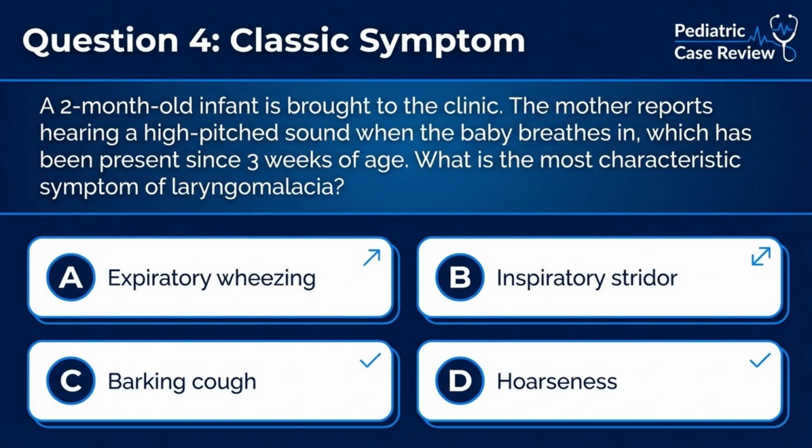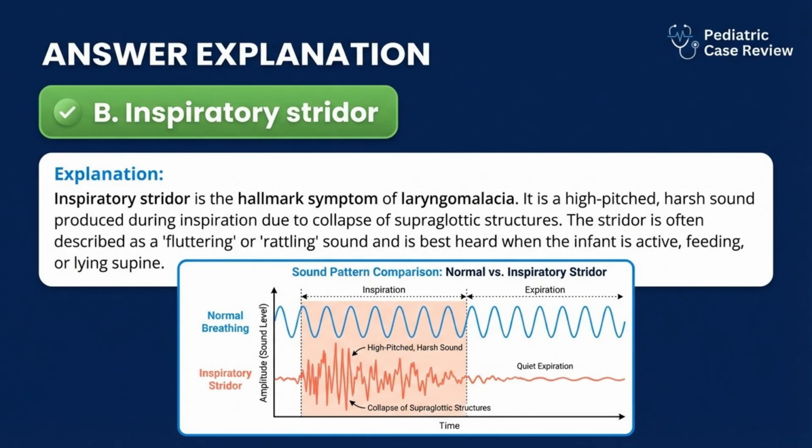Question number 4 covers the classic symptom. A 2-month-old infant is brought to the clinic. The mother reports hearing a high-pitched sound when the baby breathes in, which has been present since 3 weeks of age. What is the most characteristic symptom? Option 1, expiratory wheezing. Option 2, inspiratory stridor. Option 3, barking cough. Option 4, hoarseness. The correct answer is option 2, inspiratory stridor.